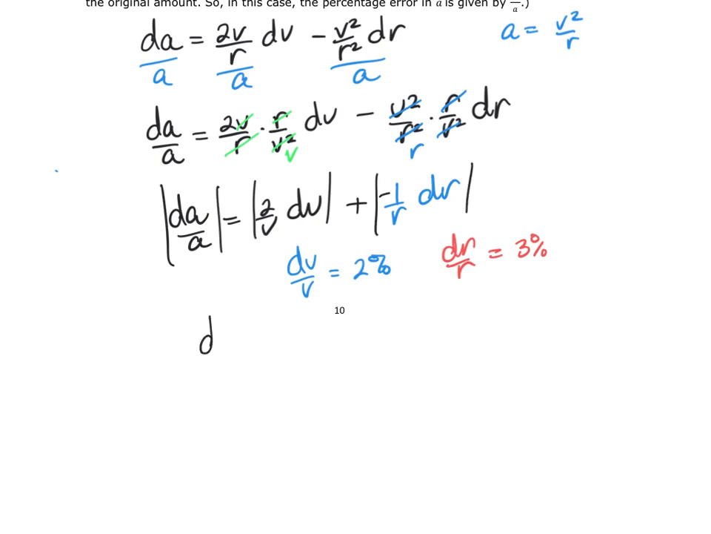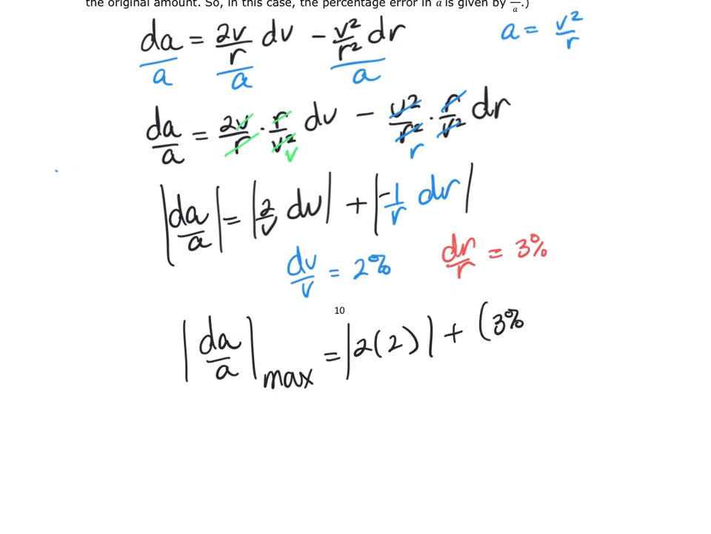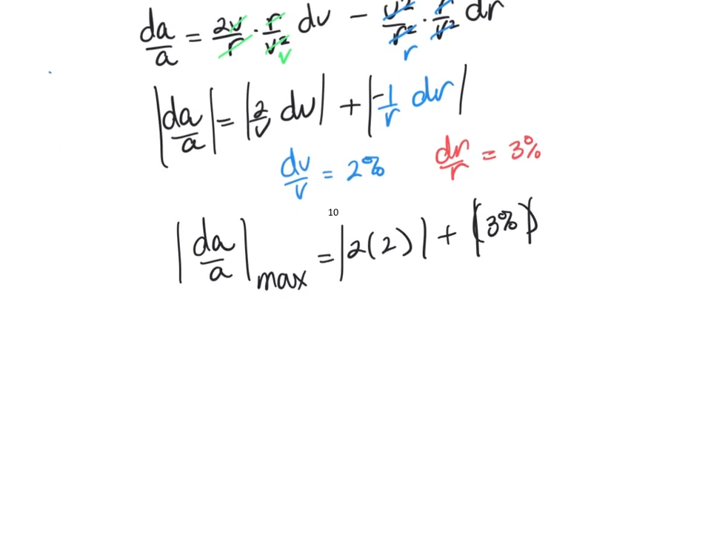And so my dA over A, this is my absolute, and this can be my max, is going to be 2 times 2% plus my 3%, absolute value. And so I end up with this approximately equaling about 7%. And that's it.